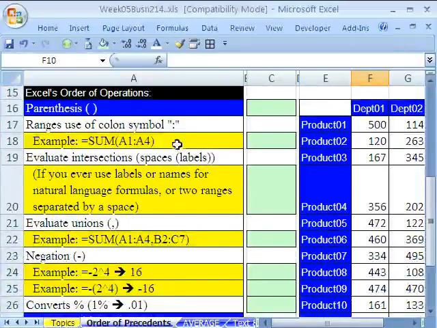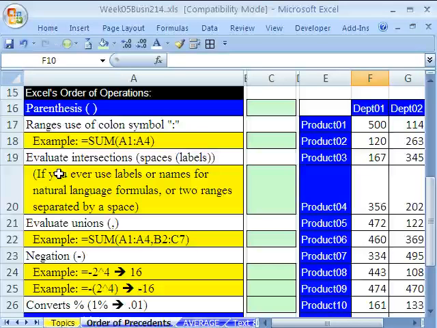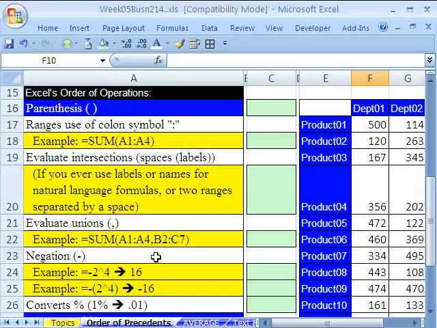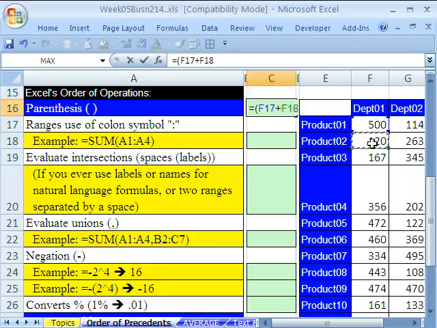Here's Excel's order of operations. Start with parentheses, and there are all of these things in between before we get to exponents. You've got to be kidding me. So let's look at some of them. Excel will first evaluate parentheses. So if we did something like this, equals, parentheses, this number right here plus this number right here, close parentheses, times 2. Control Enter, we get our answer.